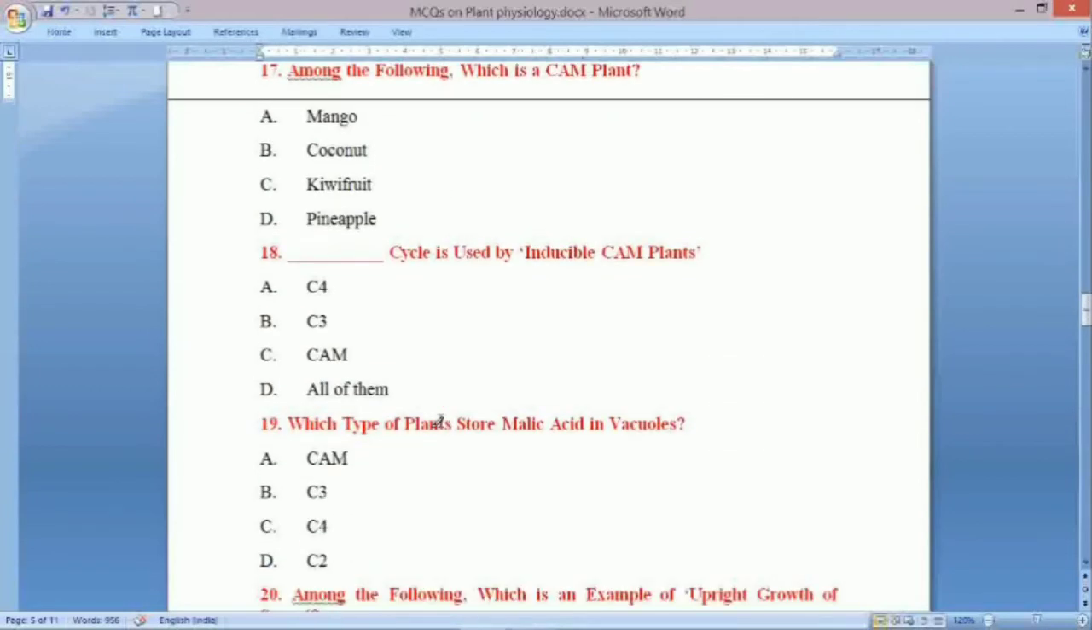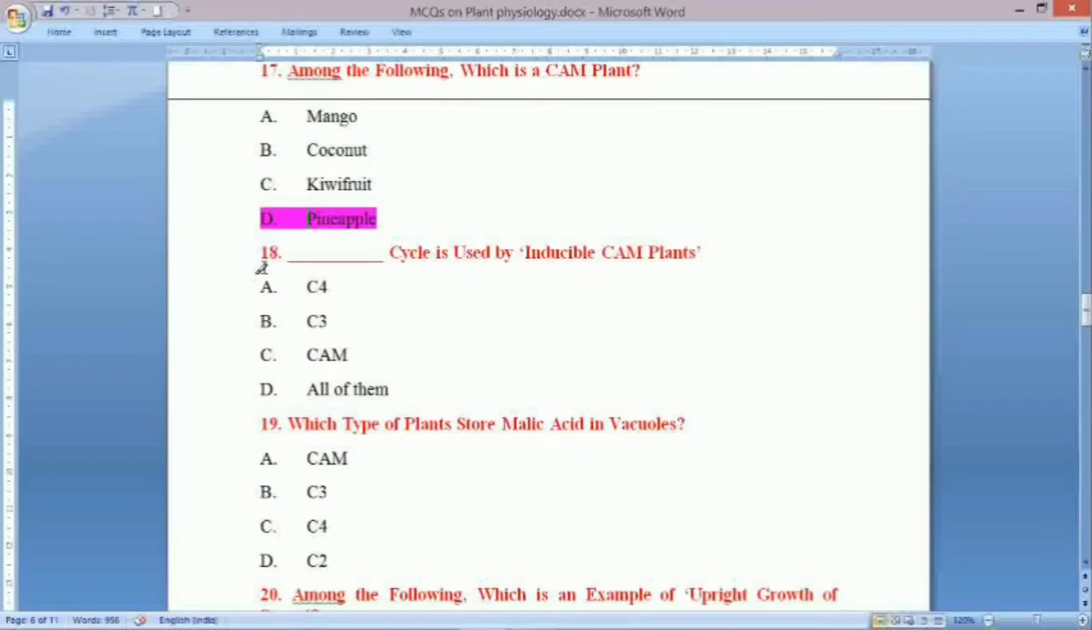Next question, question number 17. Among the following, which is a CAM plant? And here option is A, mango, B, coconut, C, kiwi fruit, and D, pineapple. And here the right answer is option D, pineapple.